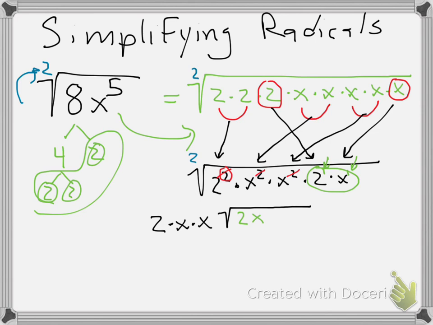All we have to do now is rewrite our equation, multiplying the 2 x's together. And we have 2x squared times our radical 2x, or the square root of 2x. And this would be our final answer here.